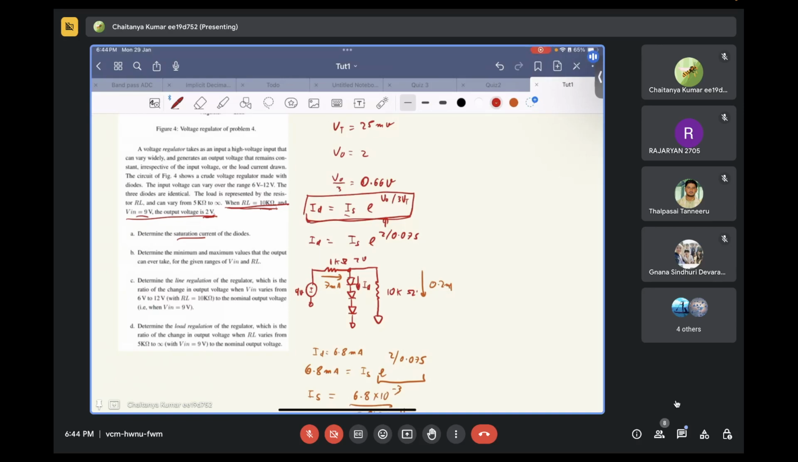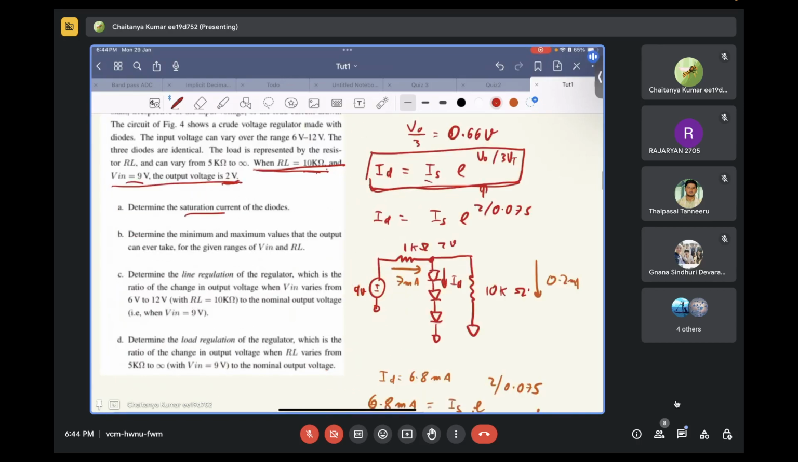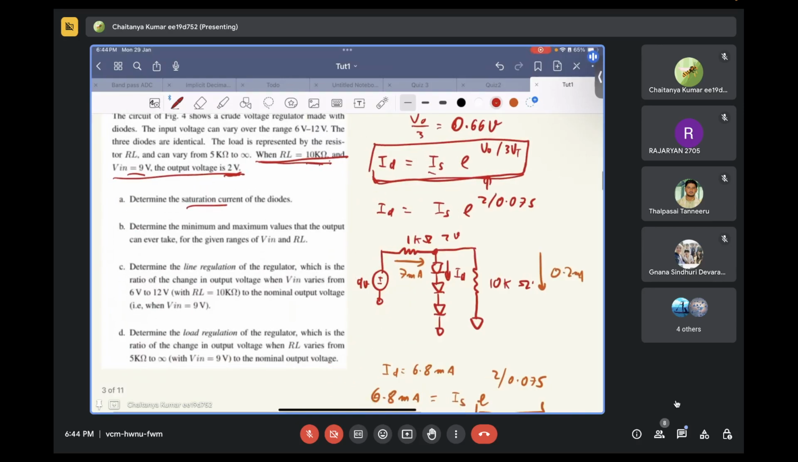Okay. Now we move to the third part, that is line regulation of regulator. The line regulation is also defined as the ratio of the change in the output voltage when V in varies from 6 volts to 12 volts, with respect to the nominal output voltage, that is when V in is 9 volts.